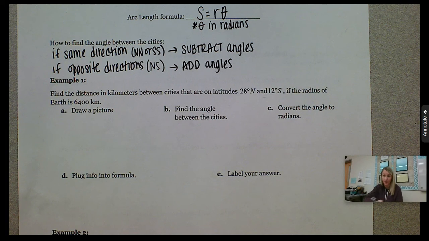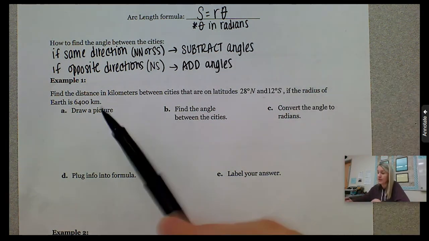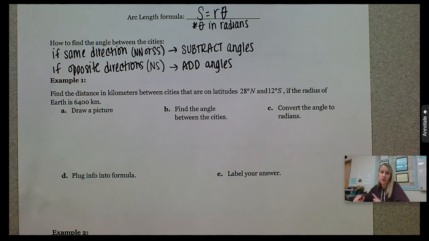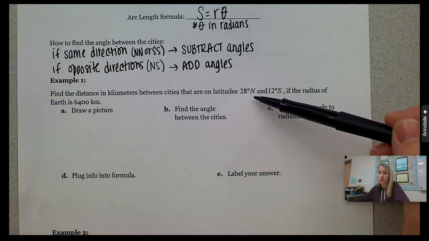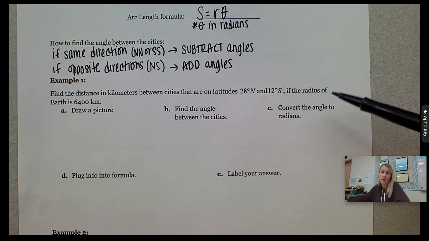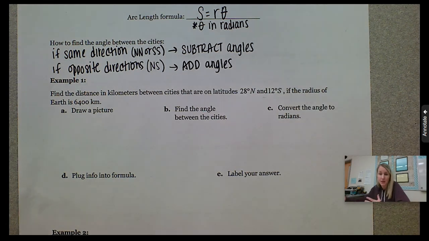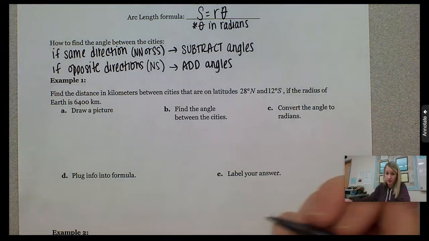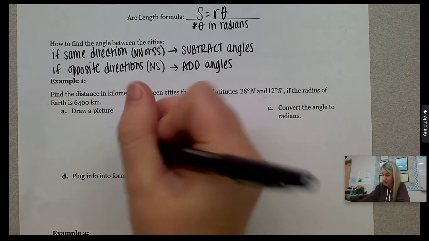Okay, so when I say draw a picture, what we're thinking for these two cities is we are trying to find the distance in kilometers between two cities. One has a latitude of 28 degrees north and one is at 12 degrees south. And I'm telling you the radius of the Earth is 6,400 kilometers. How exciting. So when we're talking about cities on latitude, we're talking about the Earth here.